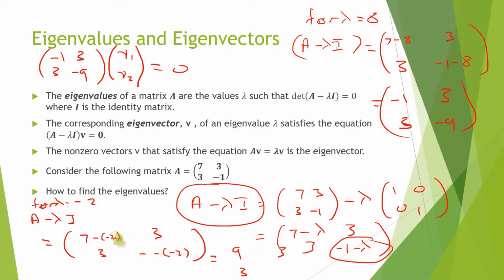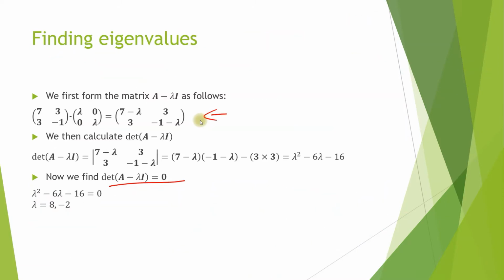excuse me, negative 1 minus negative 2, so negative 1 plus 2, which is equal to 1. So what we want to do is to take this, multiply by the eigenvector (nu1, nu2), and set it equal to 0. So let's do it on the other side. [9, 3; 3, 1]. Just remember that.